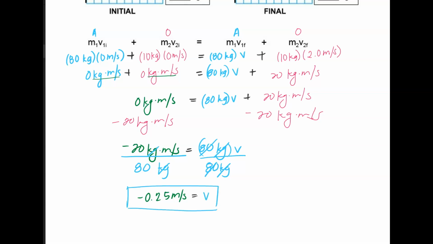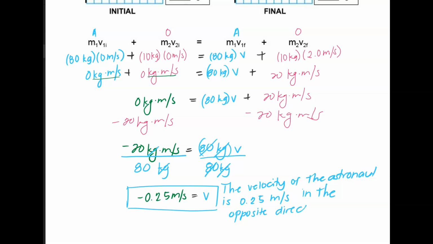So the velocity of the astronaut is 0.25 meters per second in the opposite direction of the oxygen tank.